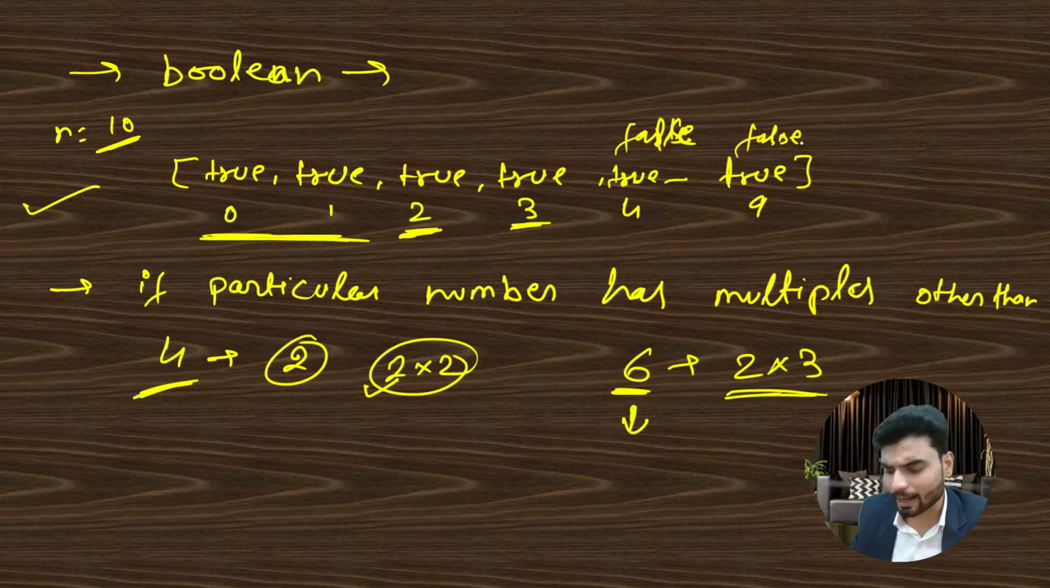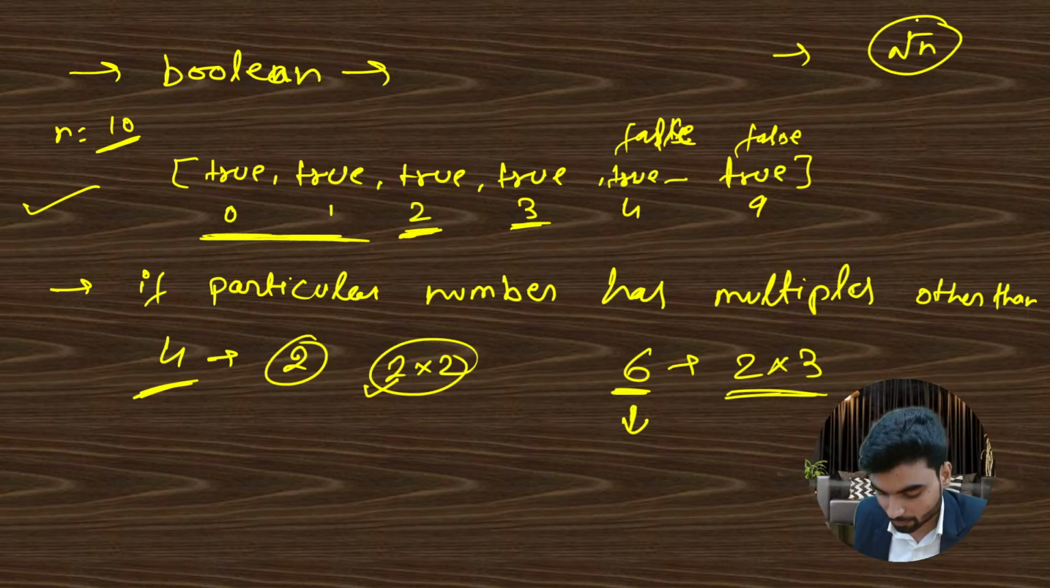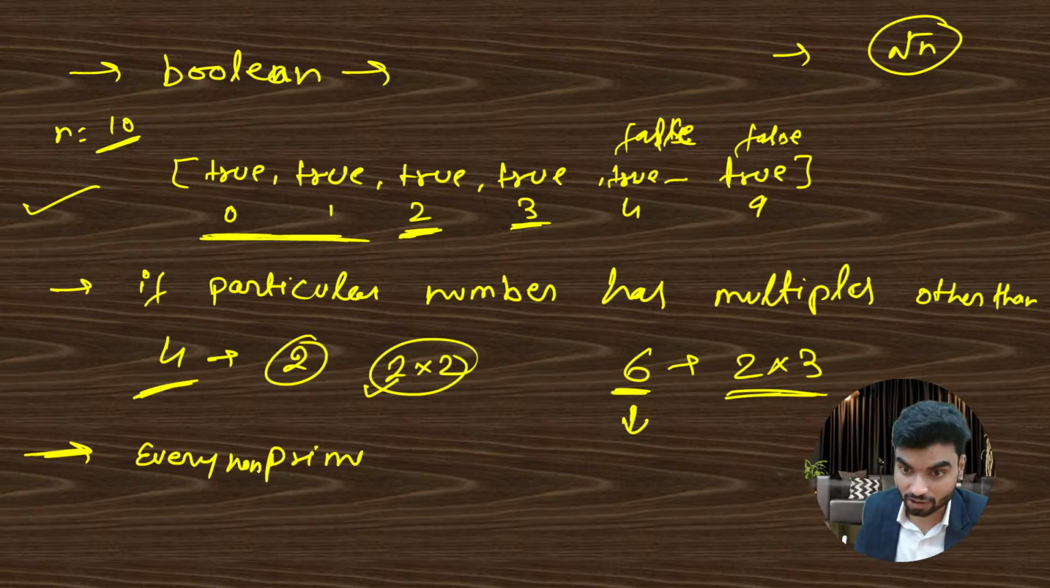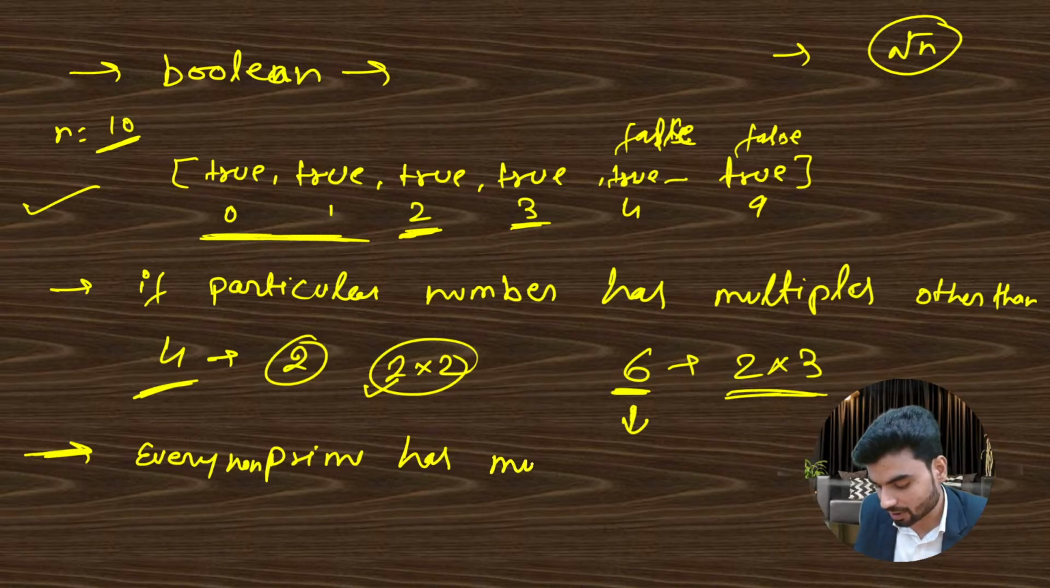Now how many times do we have to do this? Here is a logic, here is one thing. You need to check only up to the square root of n. Because of every non-prime number, remember there is one algorithm, one logic. Every non-prime number, listen to this very carefully, this is super important: every non-prime number has a multiple less than or equal to the root n.